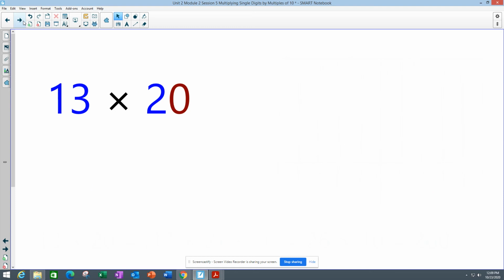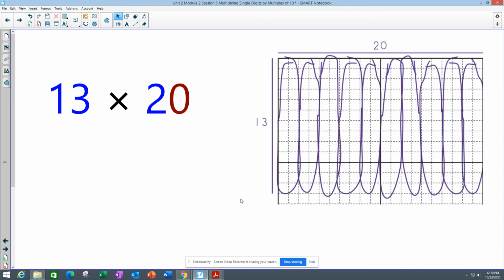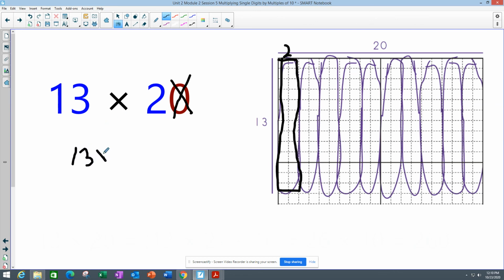All right, so let's look at this one. A little practice here. If I have 13 times 20, a good way to look at that is just to break that into first 13 times 2. That's right here, this group. And then we have 10 of them. So we could first do 13 times 2. That's a pretty easy fact. And then we just multiply it back by 10.